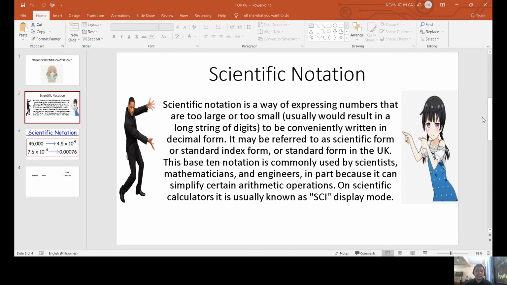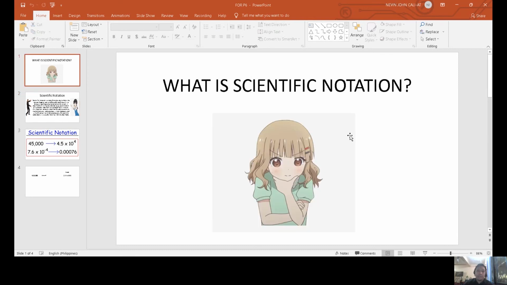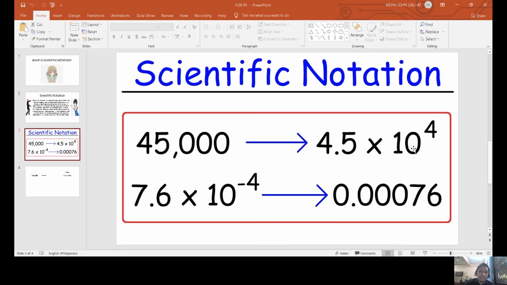So, sa madaling salita, ang scientific notation ay ginagamit pag masyadong malaki yung numbers like, let's say, 1 billion, just for an example na madali intindihin. So, kung hindi nyo alam yung scientific notation, here's an example.